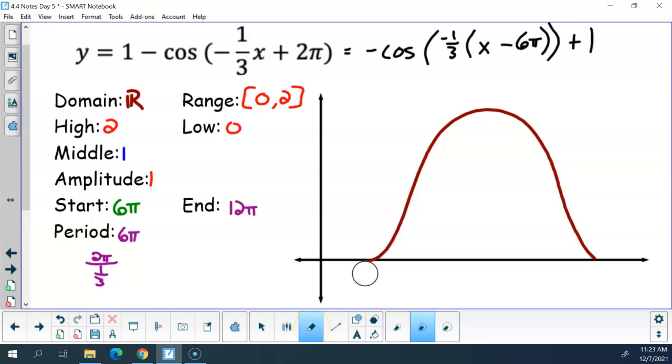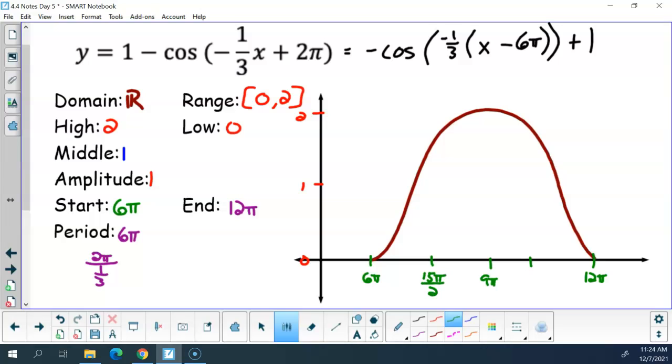Okay? That gives me, it starts at 0, my middle is at 1, my high is at 2, would start at 6 pi, my middle, oops, I didn't do a very good job of getting it to the middle, ends at 12 pi, so halfway would be 9, halfway would be 15 over 2, 21 over 2 would be the half.